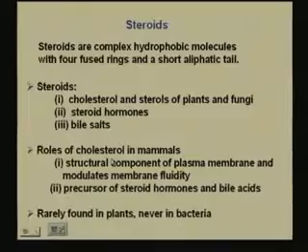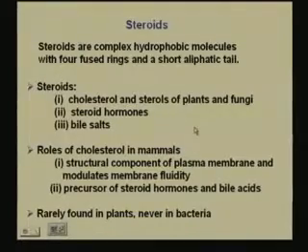The roles of cholesterol in mammals are that it acts as a structural component of the plasma membrane and modulates membrane fluidity. We will see how. It also forms a precursor of steroid hormones and bile acids. The bile acids are extremely important for digestion. So, you have to have sufficient cholesterol for the formation of steroid hormones and bile acids. And cholesterol, we will see, is not found in plants. There is another form found in plants called stigmasterol, which we will see in the next slide.